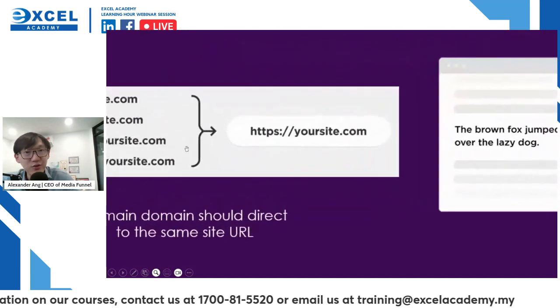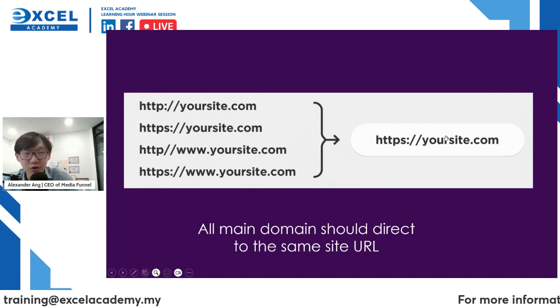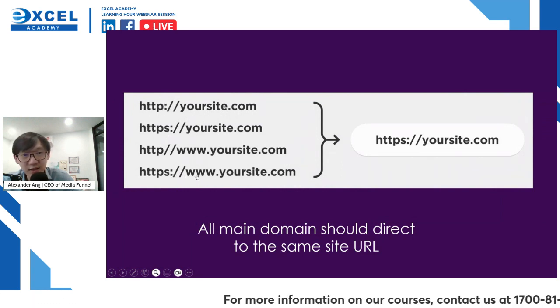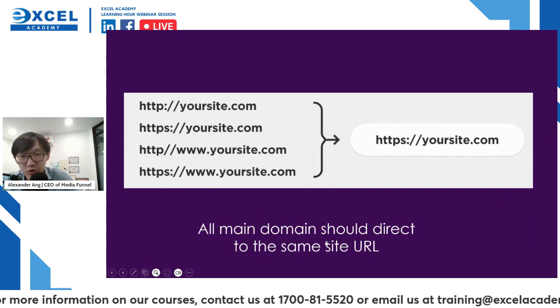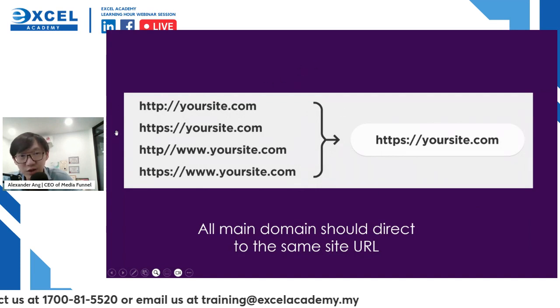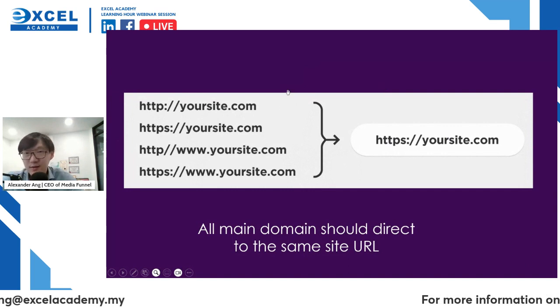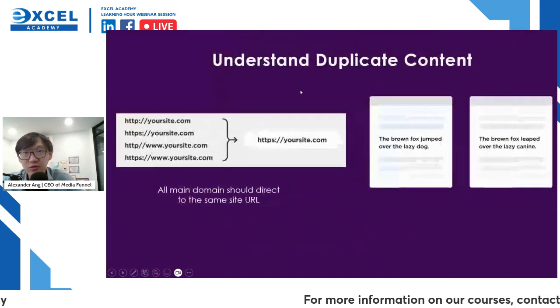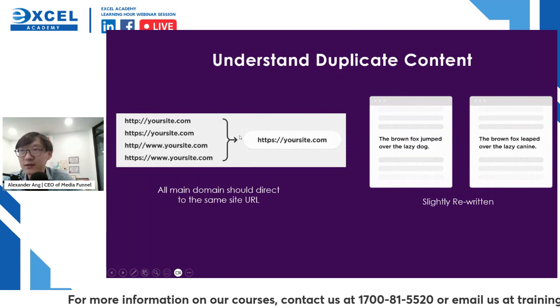The other thing is to make sure that whenever you type your website link, it goes to here. You can try HTTP, HTTPS, www, all of these should go to this one. All domains should direct to the same site URL. Or else, if this one has one version and this one has another version, it means duplicate content most of the time. Is that okay? Simple thing to take note. This is also duplicate content.